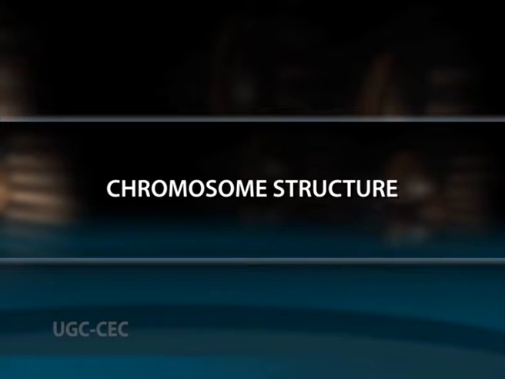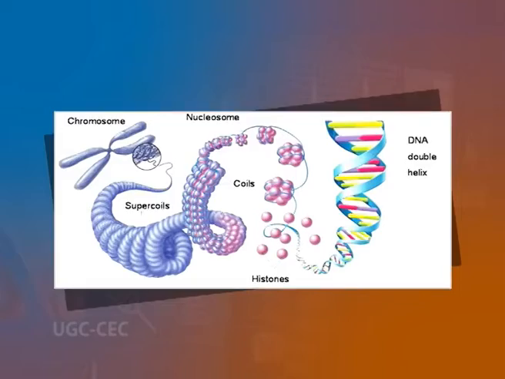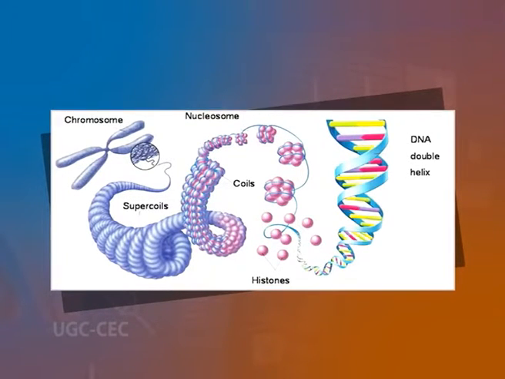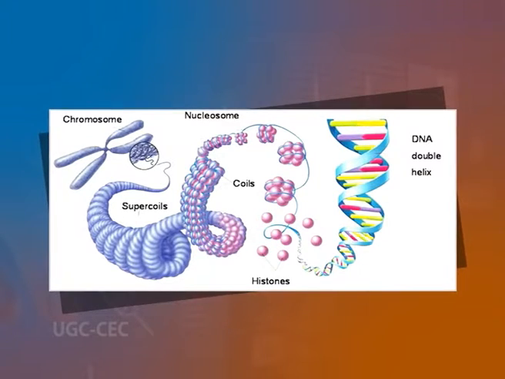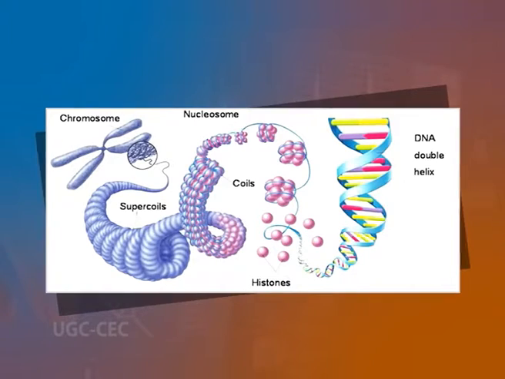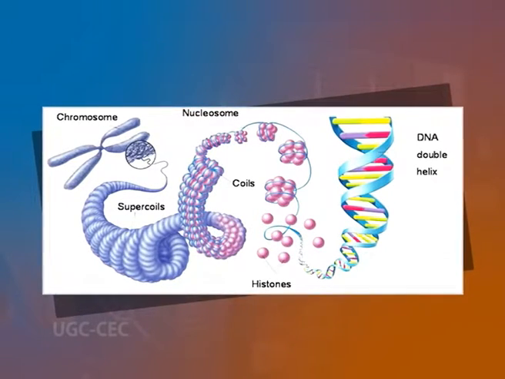Chromosome structure. In the nucleus of each cell, the DNA molecule is packaged into thread-like structures called chromosomes. Each chromosome is made up of DNA tightly coiled many times around proteins called histones that support its structure. Chromosomes are not visible in the cell's nucleus, not even under a microscope, when the cell is not dividing.